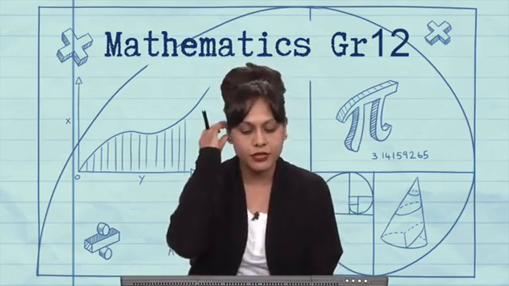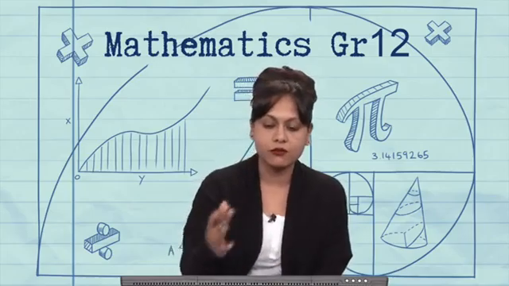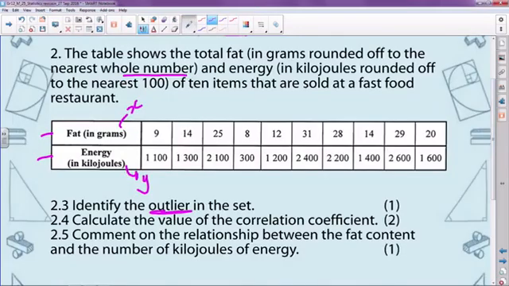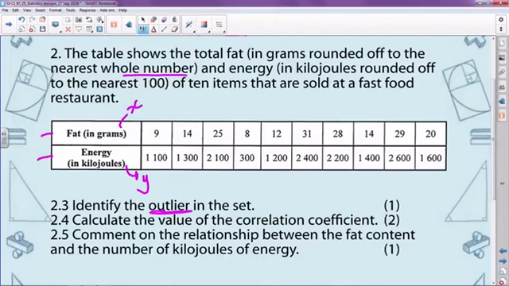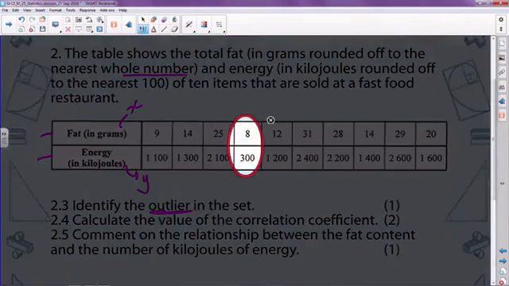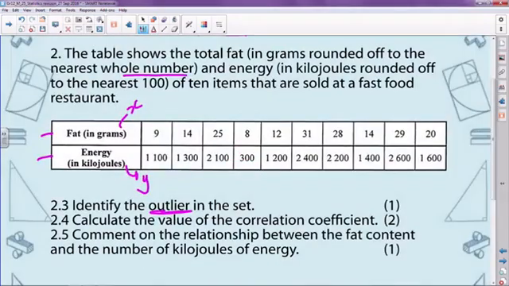So when I look through the table, I see that the one value that really just leaps out at me, and hopefully it also leaps out at you as well, is this one. We've got that one there where your fat in grams is 8 grams and the amount of energy released is 300. Now, if you compare that to the other values in your table, you will see that that 300 kilojoules is way smaller than all of the other kilojoules or energy released.